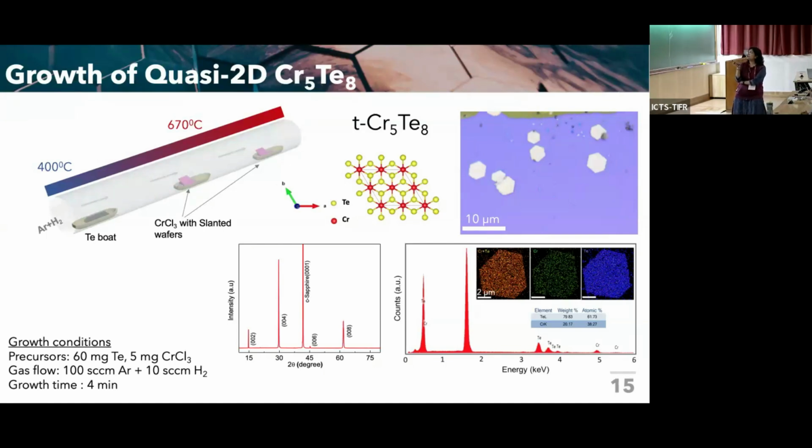We don't know initially what the stoichiometry is, so we tried to characterize these materials using XRD and energy dispersive spectroscopy. From the indexing of these peaks, one can know that this is Cr5Te8, and from the EDS you can calculate the atomic percent, and that also shows that it has a composition of Cr5Te8.